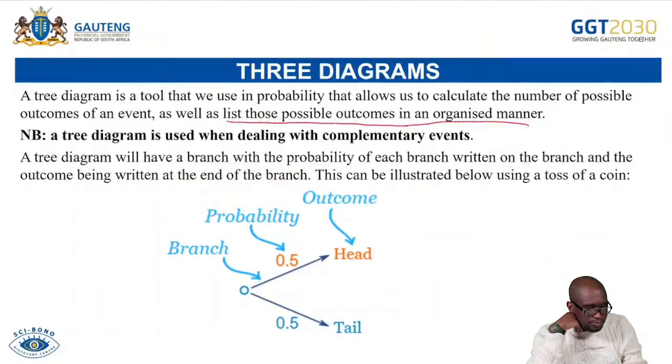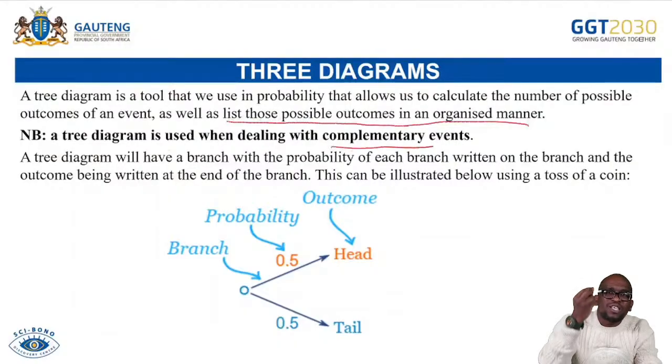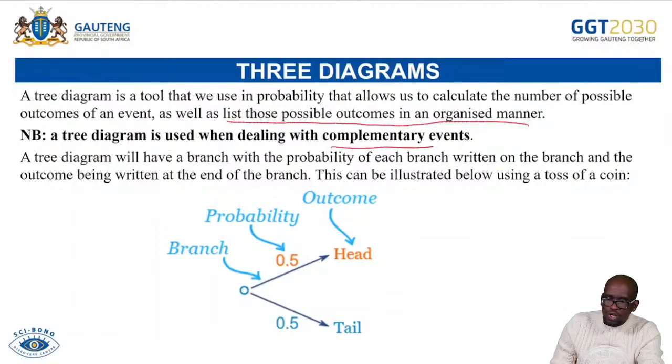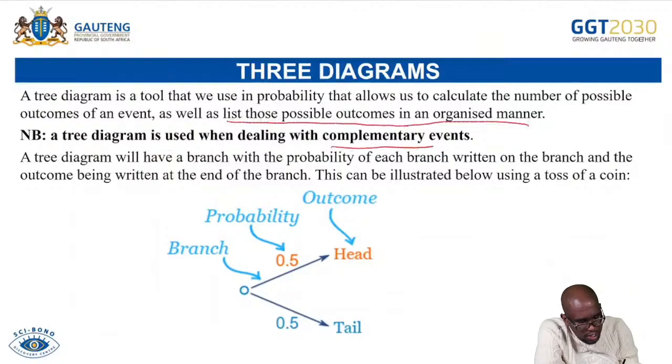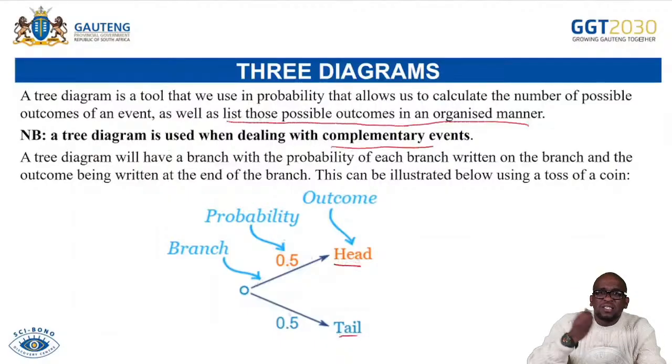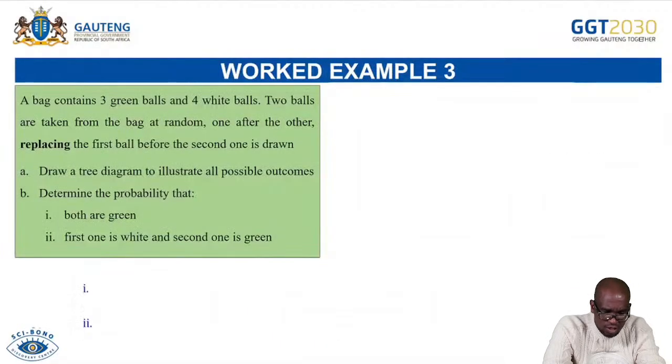All right. Now, a tree diagram is used when dealing with complementary events. Those are events that are mutually exclusive and exhaustive. A tree diagram will have a branch with the probability of each branch written on the branch and the outcome written at the end of the branch. This can be illustrated below using a toss of a coin. If you toss a coin, these would be the branches. This would be the probability written on the branch, and the outcomes are either head or tail. That is a basic tree diagram. Let's get into it now.